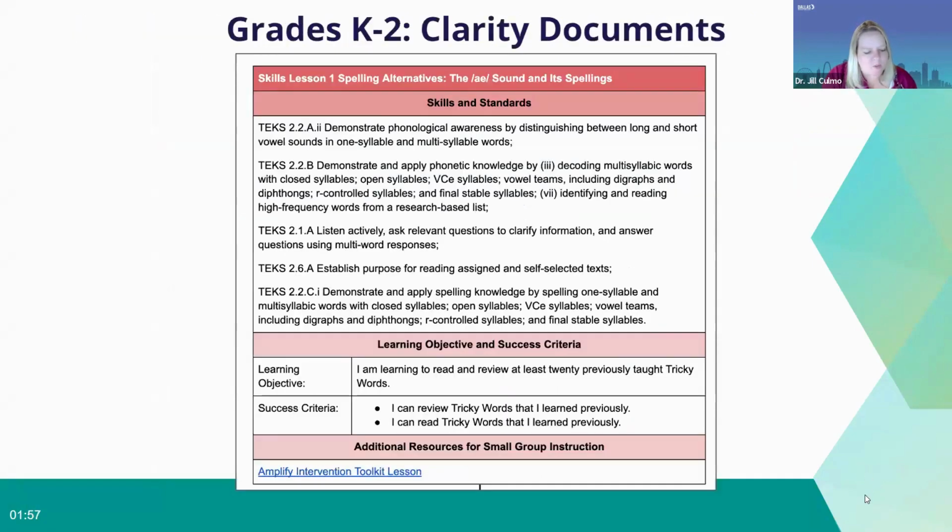When clicking on the direct link to the engagement strategies on the IPC, you may have noticed that it took you to the clarity document for that unit. Let's zoom in on a skills clarity document. Here you can see the TEKS for each lesson, the learning objective and success criteria, as well as links to additional supporting resources. Now we'll take a closer look at a knowledge document.